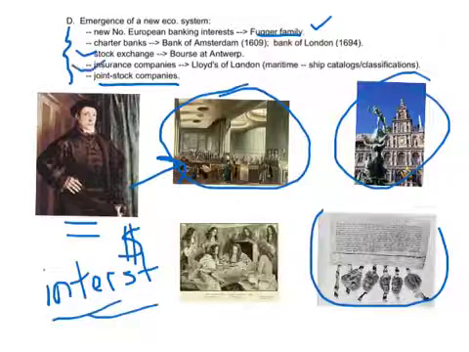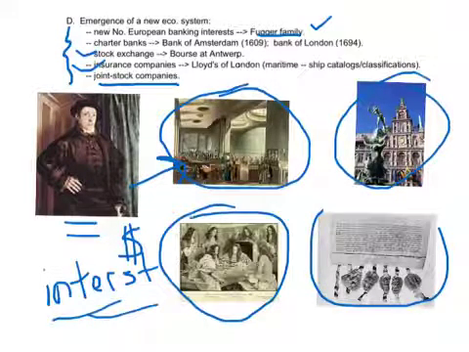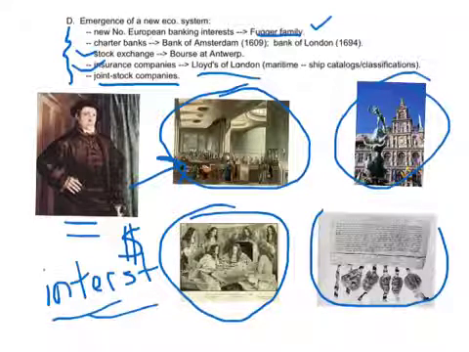So, and the last thing here, insurance companies, Lloyd's of London. And that's a picture right here. Lloyd's of London, very important, because as you're taking a risk and trying to make money, sending these ships off into India or China, some bad things can happen. Raiders, pirates can capture the cargo, or rough seas or a storm could destroy the ships.